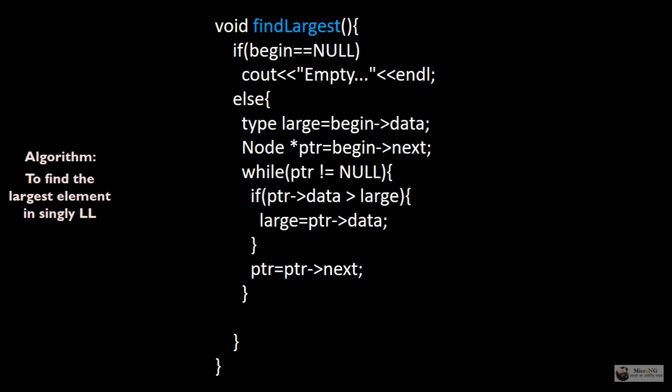Now this while loop will keep on repeating, and we get the largest value inside the variable large, and that can be printed by using a cout statement. Here we are just printing the value of the large variable as the largest value in the list.